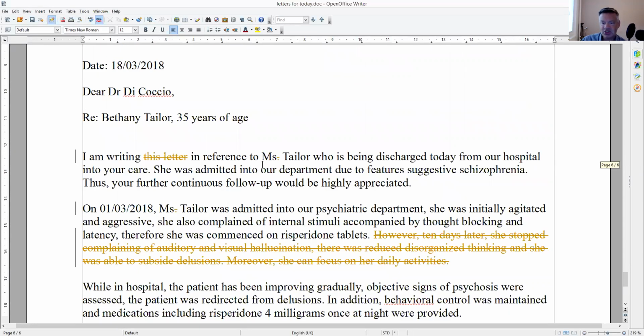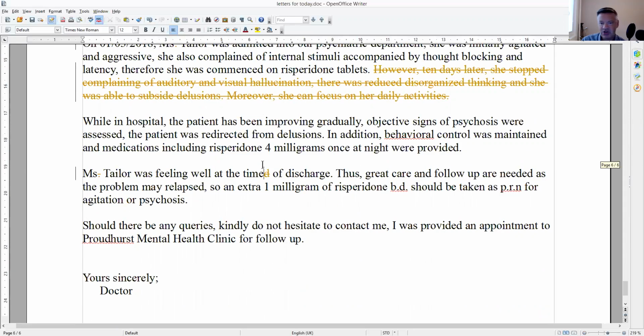Well, she's being discharged today, so she's not being discharged yet. Isn't she being discharged? So why is it feeling well at the time? If she's being discharged today, then how can you mix the times up?